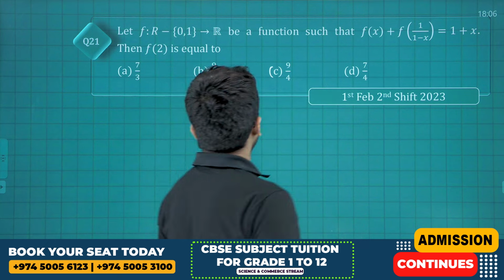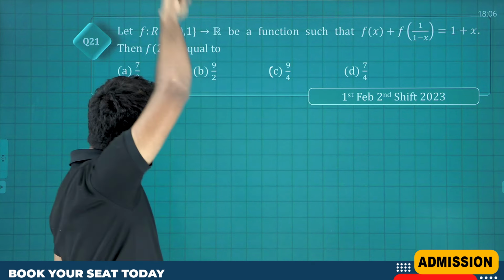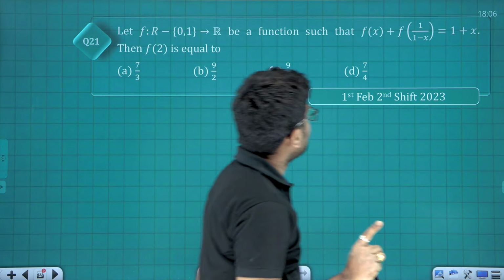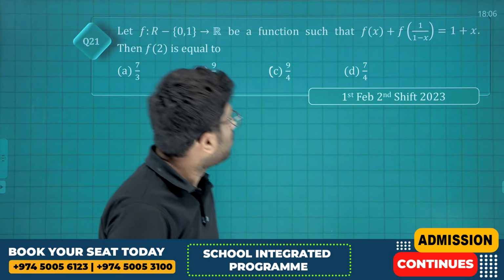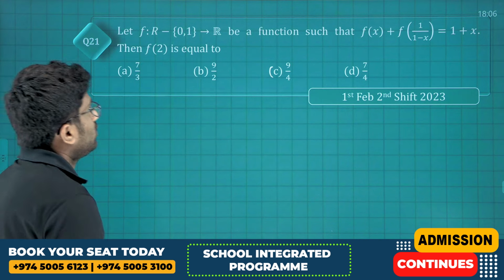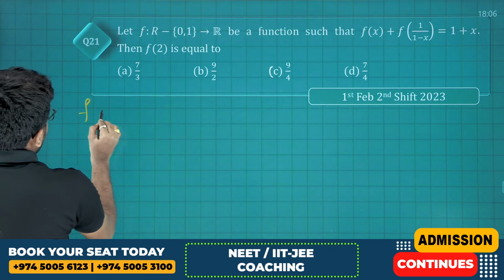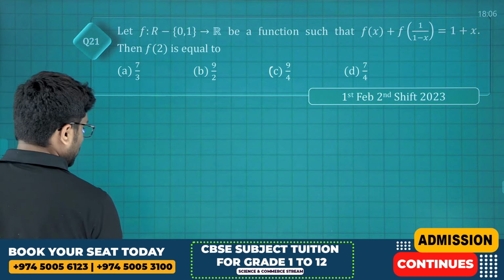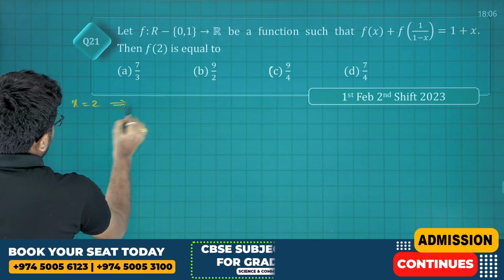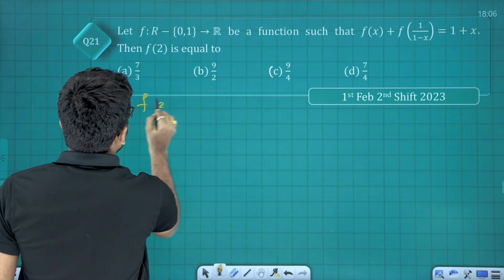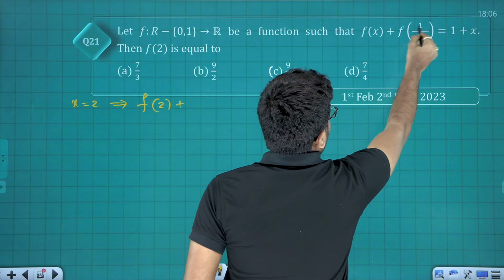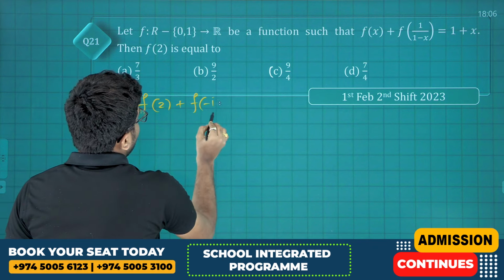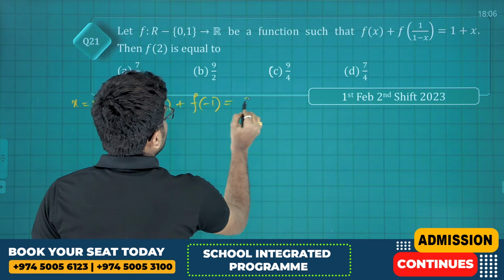Let f be a mapping from R minus {0, 1} to R be a function such that f(x) plus f(1 by 1 minus x) is equal to 1 plus x. Then what is the value of that? Okay, friends, first let's put x equal to 2. If we put x equal to 2, f(2) plus f(1 by 1 minus 2). 1 by 1 minus 2 is minus 1. So f(2) plus f(minus 1) is equal to 1 plus 2, 3.